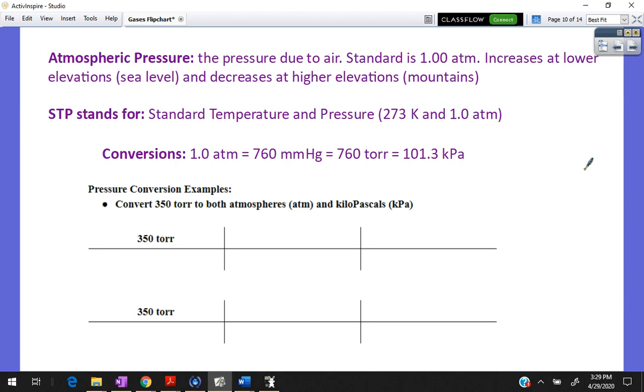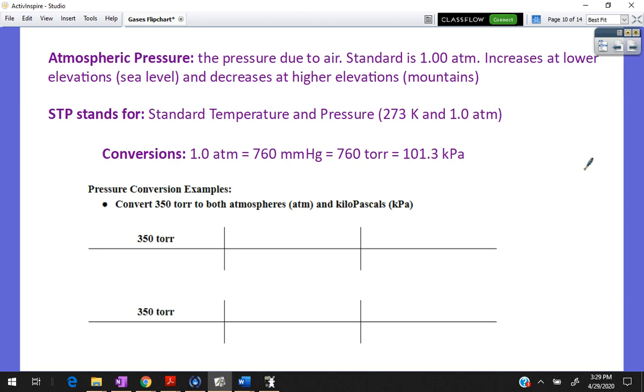We also have standard temperature and pressure, or STP. These are values that we will use when we're talking about the ideal gas law. That is 273 Kelvin and 1.0 atmospheres. And then our conversion factors. 1 atmosphere is equal to 760 mmHg, which is millimeters of mercury. Hg is the element mercury. That particular conversion is used for barometric pressure.